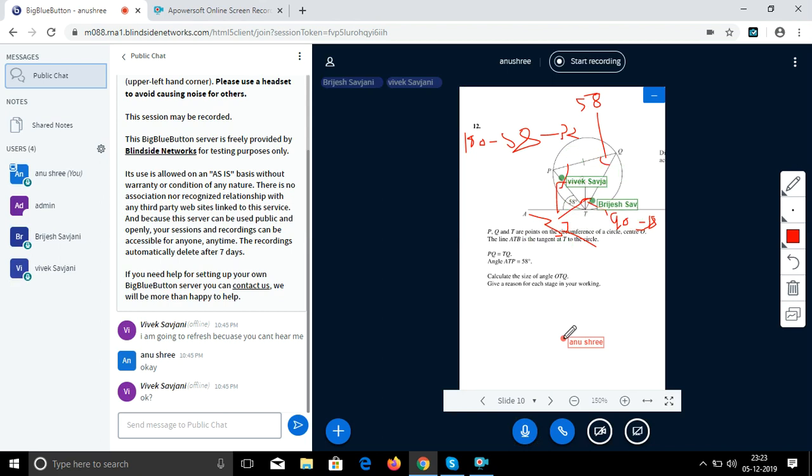Wait, what? You have to calculate angle OTQ, this one. Which one? It's OTQ, this one. Okay, so OTQ would be 16. How is OTQ 16? So this one's 32, and you split it in half with the radius, it will be 16. Okay.